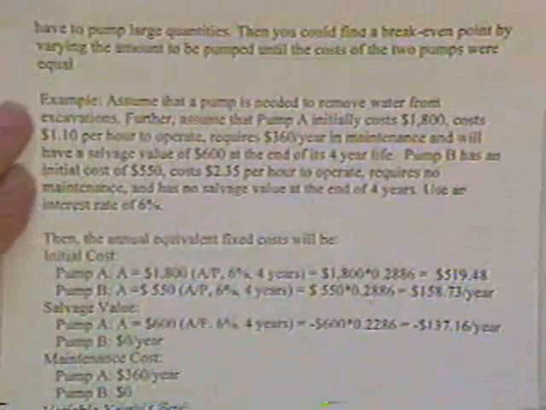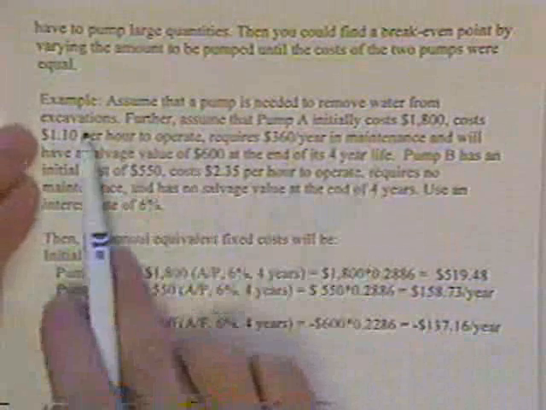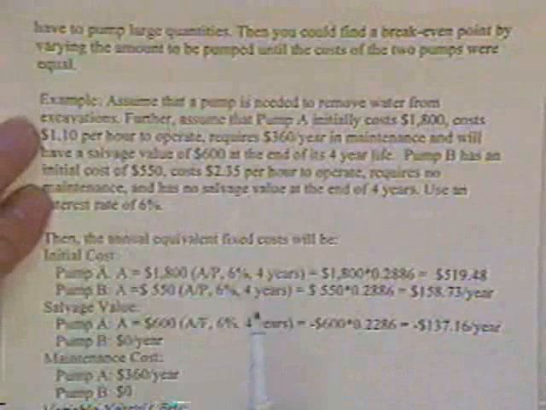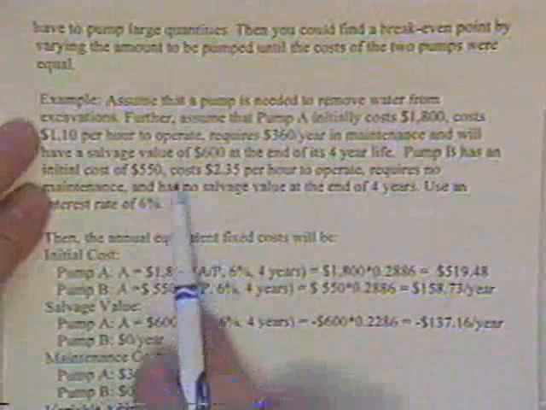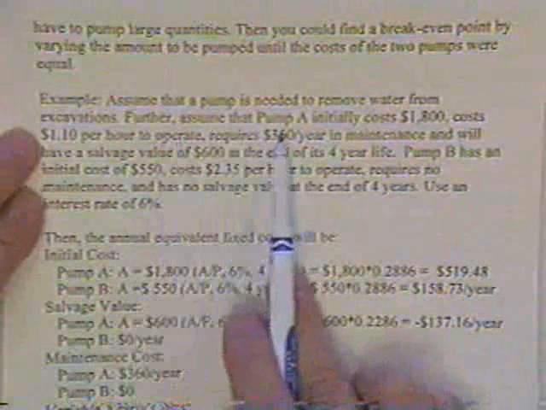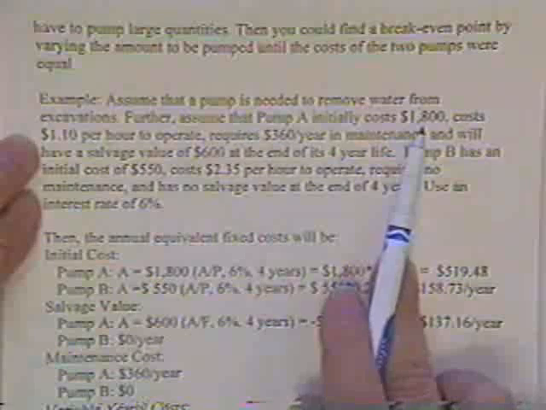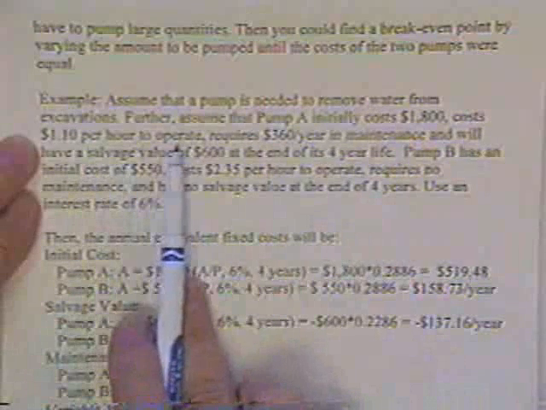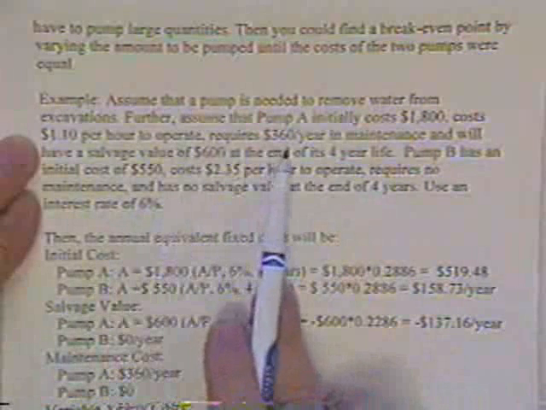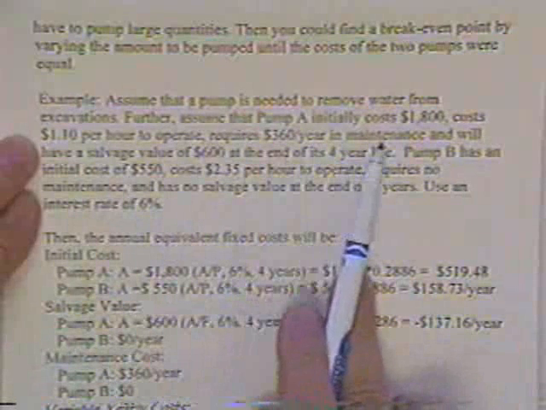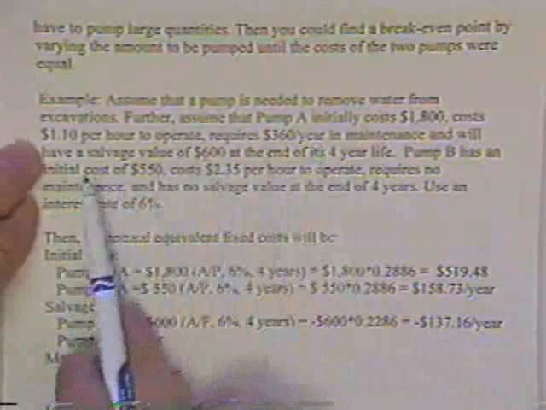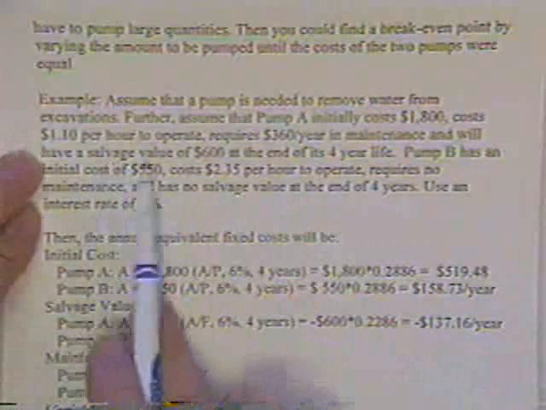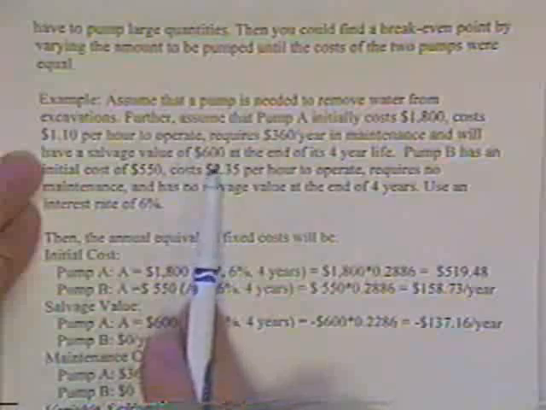So here's an example. Assume you need a pump to remove water from excavations. You need these things all the time. In fact, you're getting ready to go buy another one for this next job. Further, assume that pump A costs $1,800. It costs $1.10 per hour to run it and pump water, and it'll cost you $360 a year in maintenance. However, at the end of its 4-year life, it'll have a salvage value of $600.